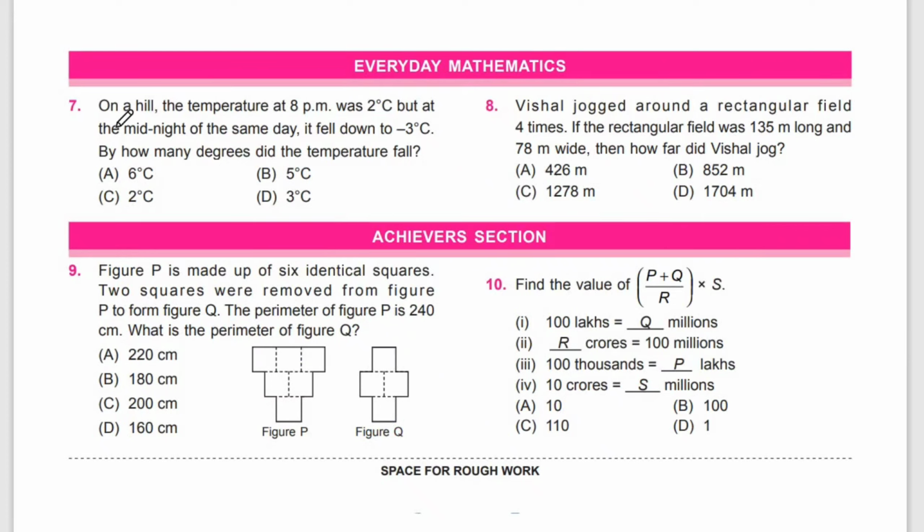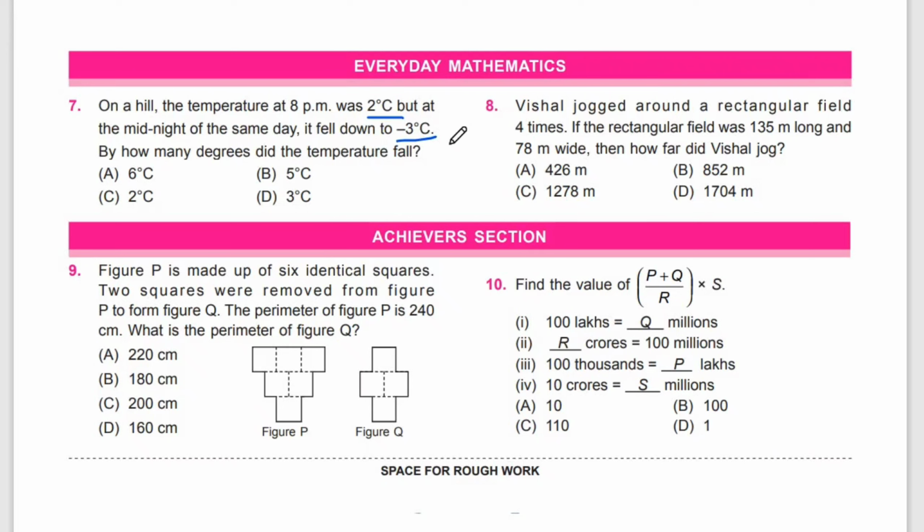So the first question is, on a hill the temperature at 8 p.m. was 2 degrees, but at the midnight of the same day it fell down to -3 degrees centigrade. By how many degrees did the temperature fall? So on a hill at 8 p.m. the temperature is 2 degrees, but on the same day at midnight it fell to -3 degrees centigrade. How many degrees did the temperature fall? So we have to find the difference between the temperatures.